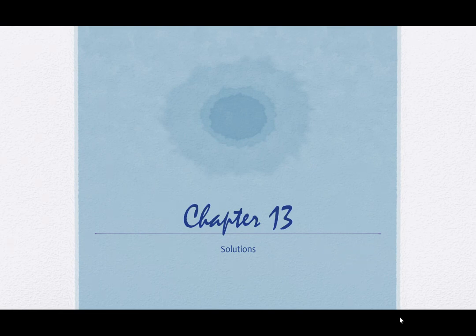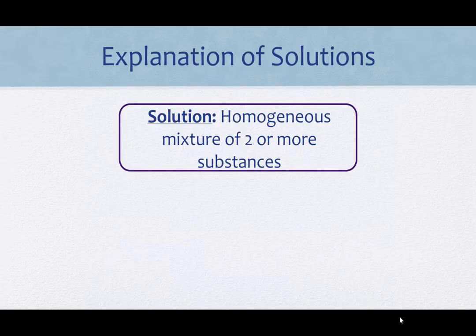So, in the first slide, I want to just review what a solution is and then talk about the different parts of a solution, because I'm going to be using those words a lot this chapter. So remember that a solution is defined as a homogeneous mixture of two or more substances. So homogeneous means uniform throughout, or it looks the same. You can't tell where one thing starts or stops. It looks the same from top to bottom.